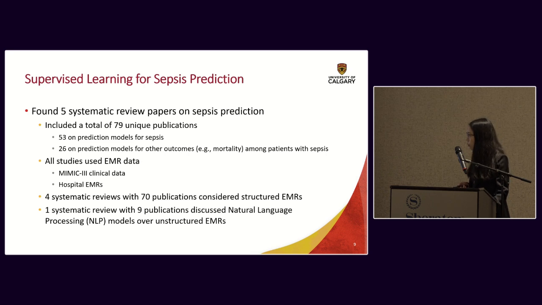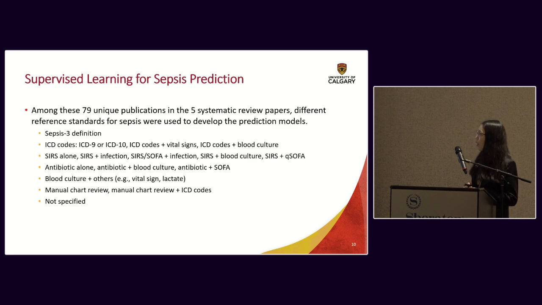4 systematic reviews with 70 publications considered structured EMRs, including medications, laboratory tests, and vital signs. And 1 systematic review with 9 publications discussed different natural language processing models over unstructured clinical notes in EMRs. So, as we know, these are all supervised learning prediction models. As we mentioned earlier, they all require labeled outcomes to train the model in order to find the relationship between the input variables and the labeled outcomes.